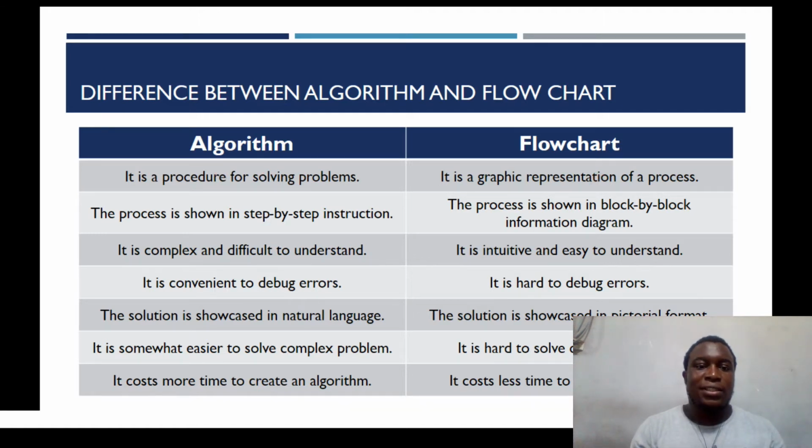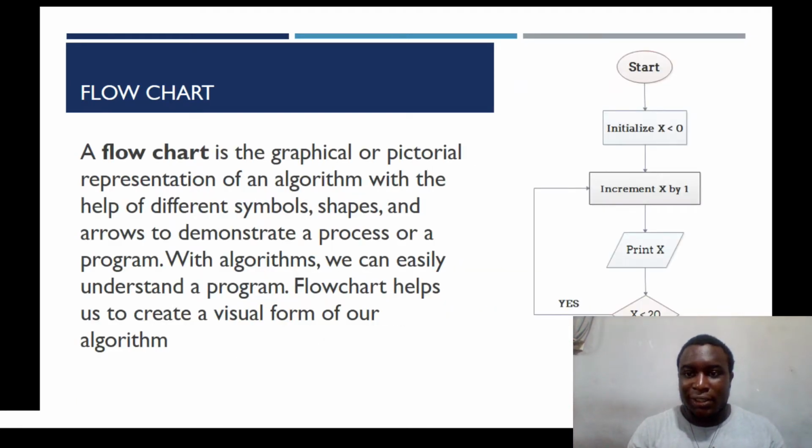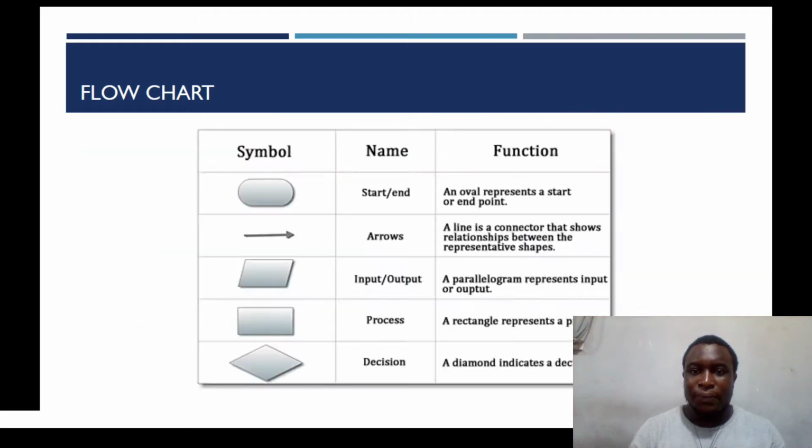So the process is shown in step-by-step instructions. Step one, so. Step two, so. Then step three, so. That is how you represent an algorithm. But a flowchart, you represent it by using a block by block information diagram, as you can see in the previous slide. As you can see in this slide that I have over here, we have the start, initialize x less than x naught, increment x by 1, print x, if x is less than 20, and all that. So this is a pictorial representation.